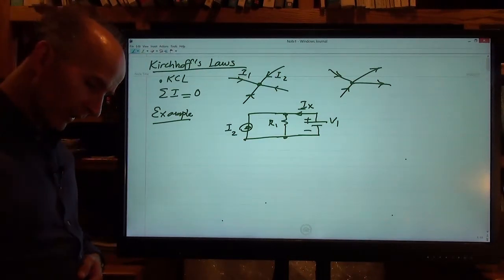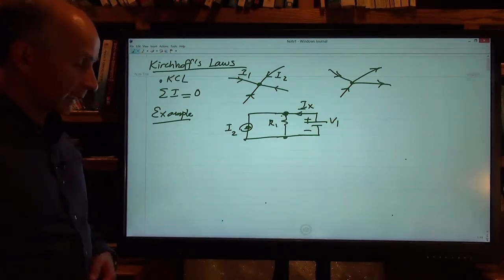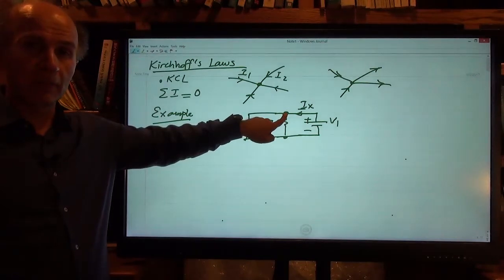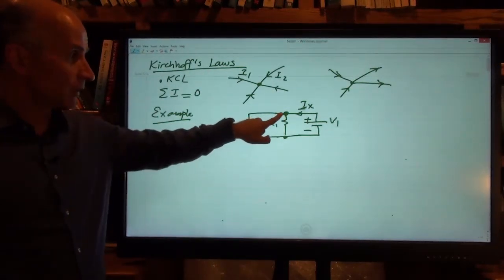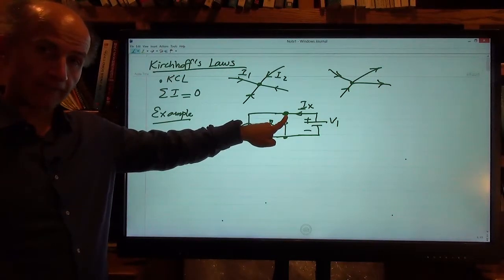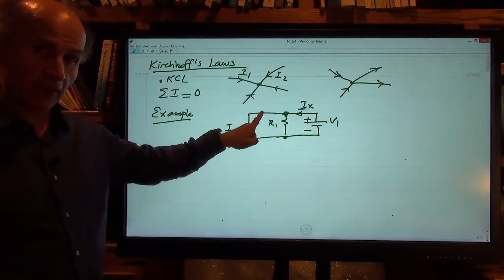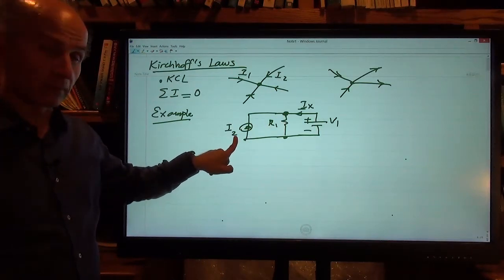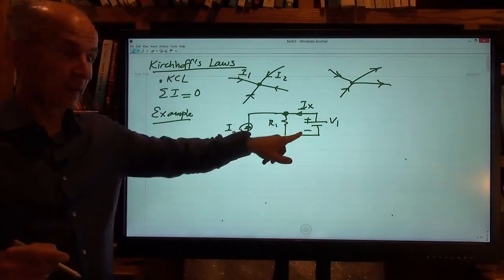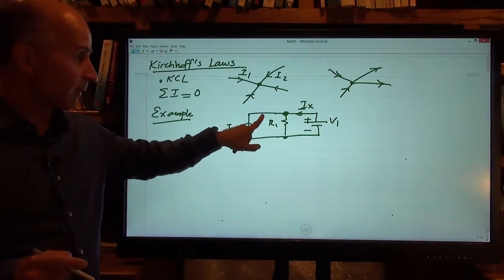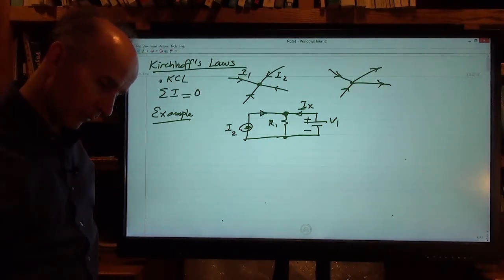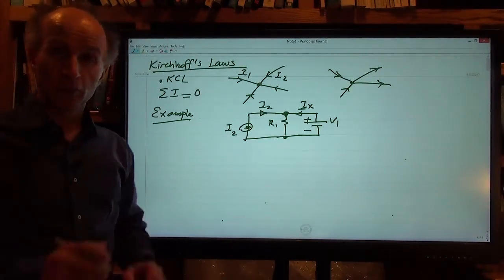Well, we have to write a KCL at this node. At this node, we have 3 branches meeting. This branch, and that branch. Okay? This branch carries a current equal to I2. That's the job of the current source. It doesn't matter what this guy does. It doesn't matter what this is. This branch always wants to carry I2. So that's for sure. So we're going to put an arrow here, call it I2, to make sure we remember that.